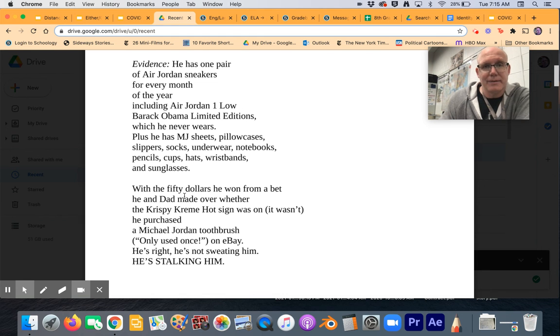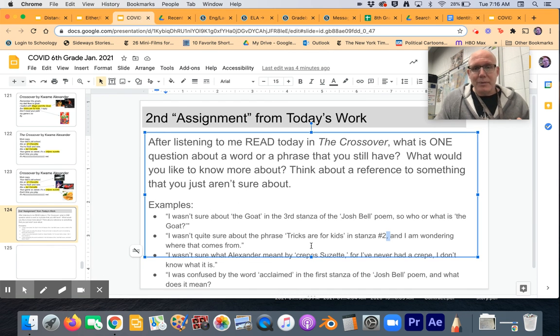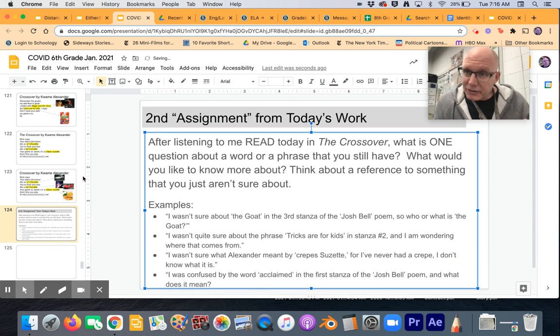He's stalking him. All right, just to keep it light, we'll stop there for today, just so you can start processing. Again, your work right now is I want you to go back and add to your work from the first assignment, and I want you to just ask one question about what I just read. Okay? There you go.